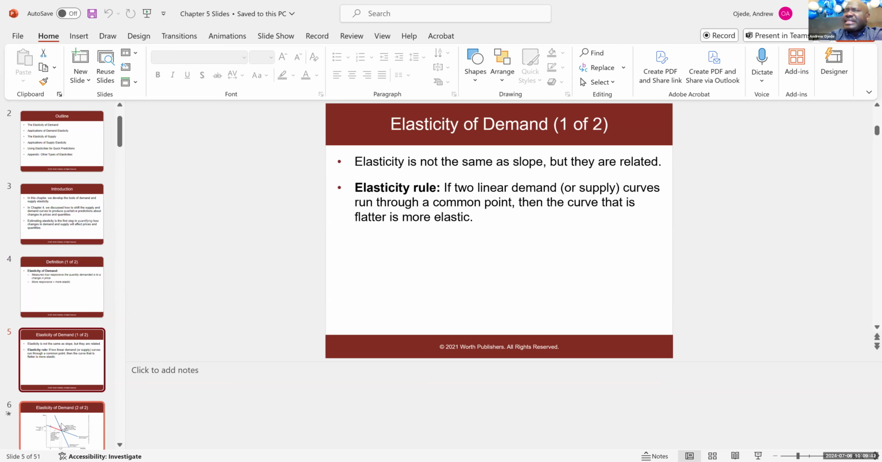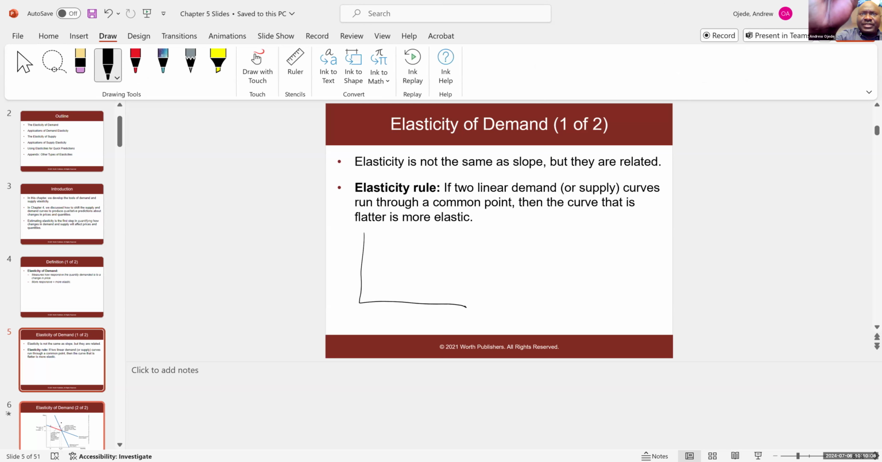So elasticity is not the same as a slope, as I cautioned you earlier, but they're related in a way. The elasticity rule is that if two linear demand or supply curves run through a common point, then the curve that is flatter is more elastic. You know that if you draw a straight line, a downward sloping demand curve, and you make it really flat, I'm going to draw them first separately here.